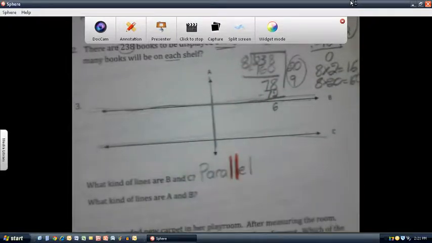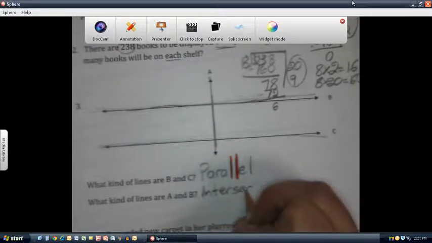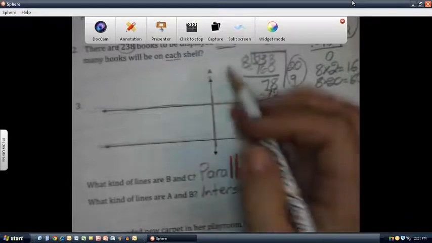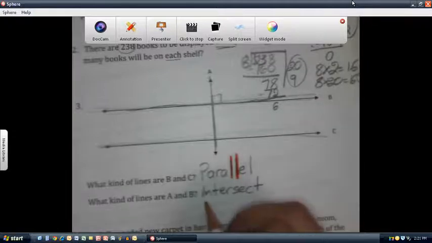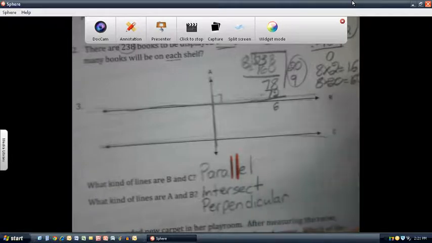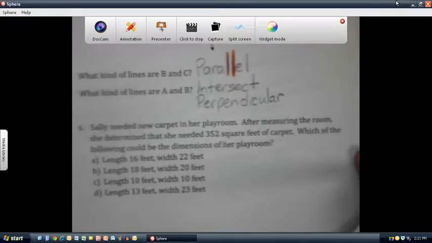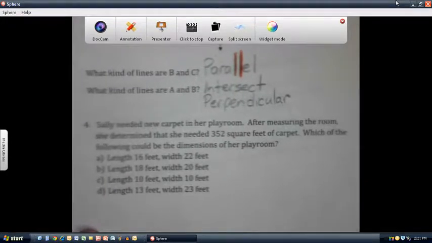What kinds of lines are A and B? There are actually 2 kinds of lines that describe these 2 lines. They intersect, but they are a special kind of intersecting lines because they intersect at a right angle, or a 90-degree angle. So they are also perpendicular. So I would be so excited if you had both types of lines there, because they intersect and they're perpendicular.